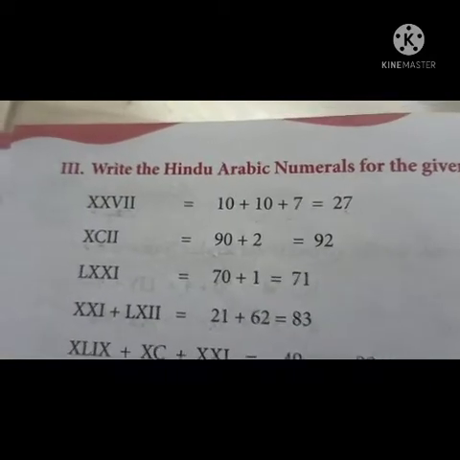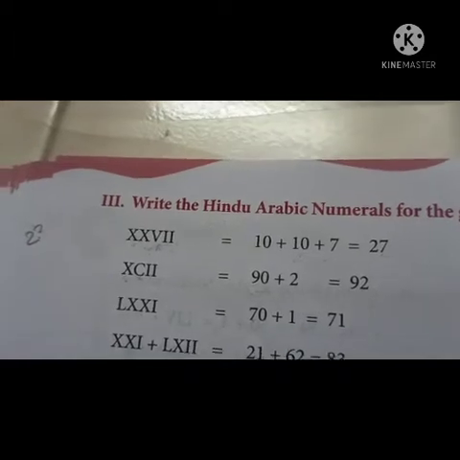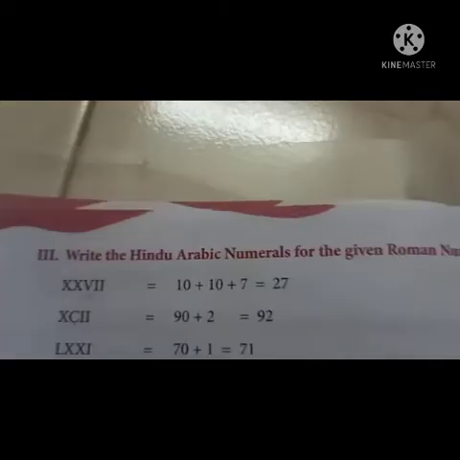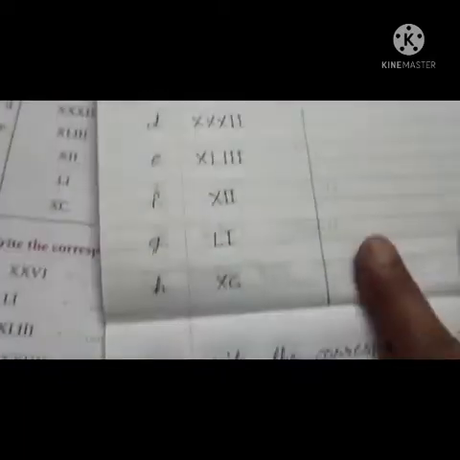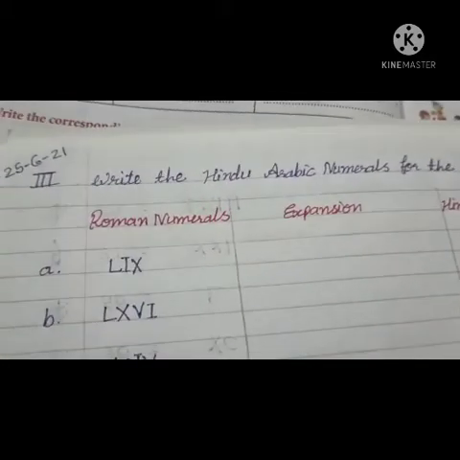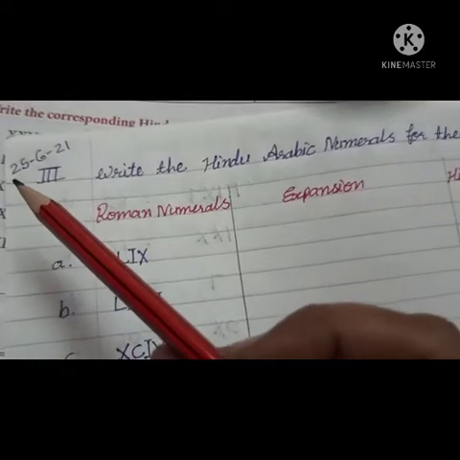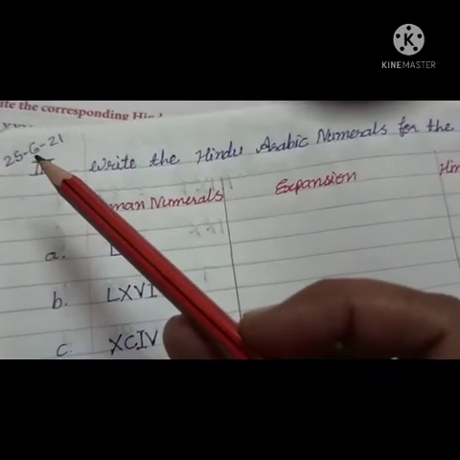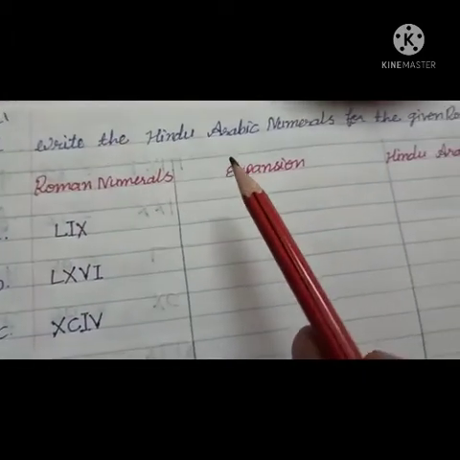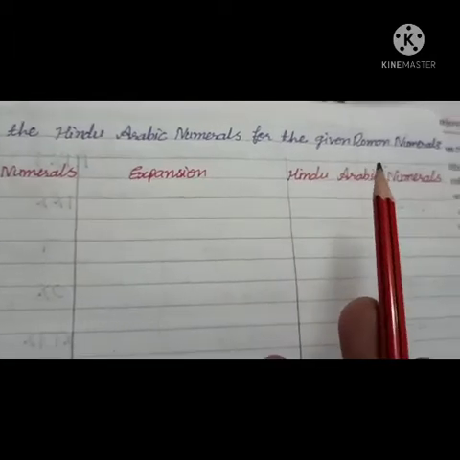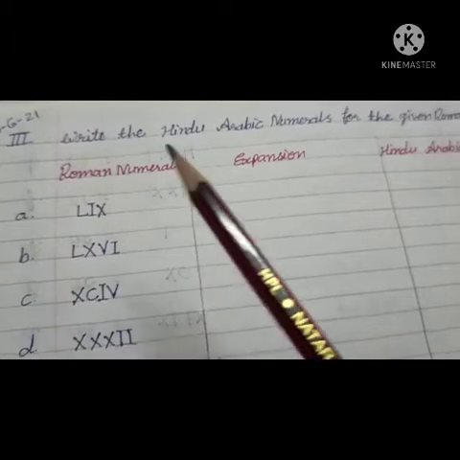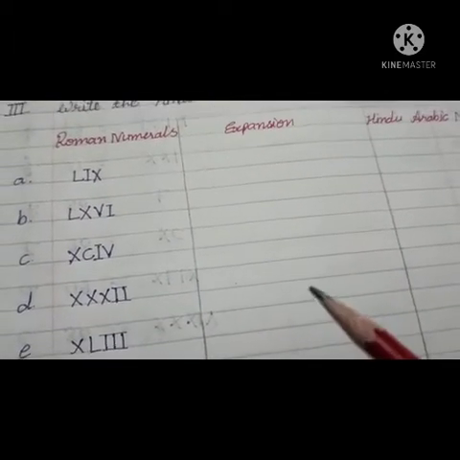Now let's start our exercise. So all of you take out your maths notebook. Write in a new page. First write the date, 25/6/21. Exercise 3. Write the Hindu-Arabic numerals for the given Roman numerals. First, you draw this table.